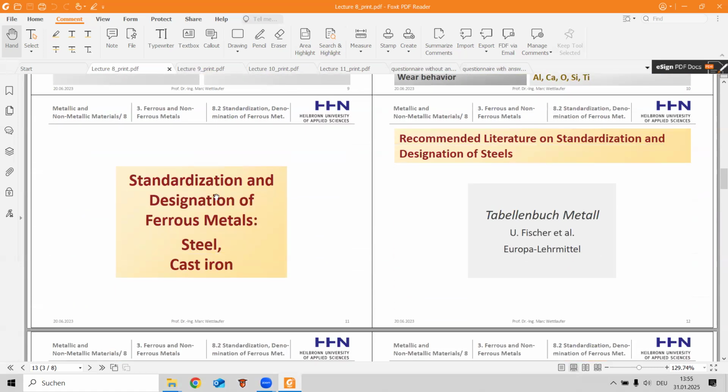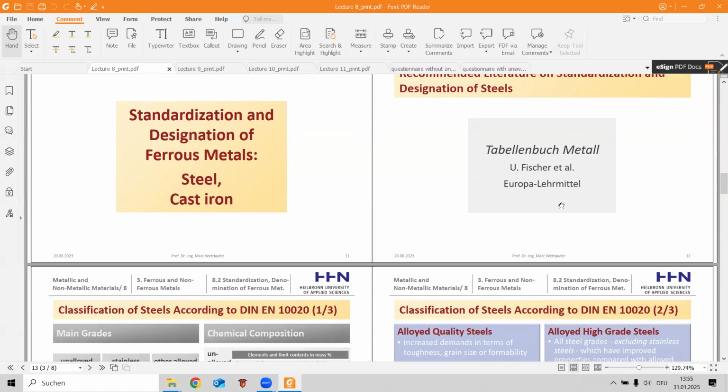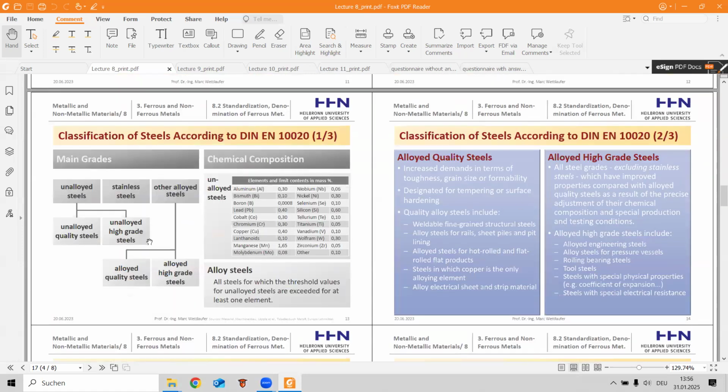Here we have a word about designation standards of stainless iron. Yes, literature you can use. So alloy steels are those for which the threshold values of alloy steel are exceeded for at least one element in the chemical composition. And here we have four main grades.